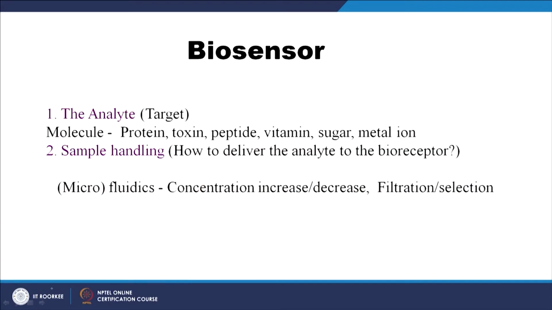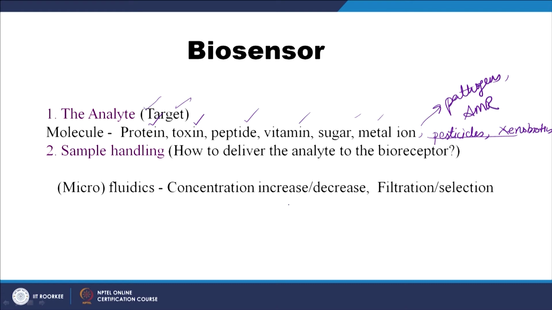Alrighty. So, we have talked about biosensors. There is an analyte, there is a target. Now, what kind of targets are possible when we talk of biosensors? You can be talking about proteins, toxins, peptides, vitamins, sugar, metal, and so on and so forth. Basically, the list is endless. Other xenobiotics. We do not have it here, but we can also detect pathogens. We can detect antimicrobial resistance, all by using biosensors.